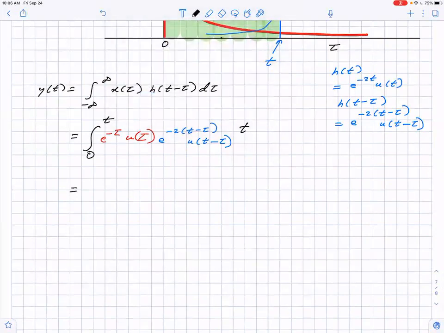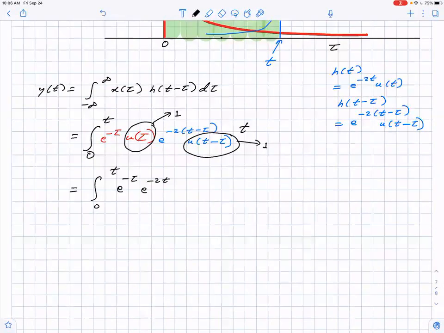So in the range that we are considering, u of tau and u of t minus tau are always 1. So this is going to be 1. This is going to be 1. So we have e to the negative tau, and then we have e to the negative 2t. We are splitting the second exponential, and d tau. So I forgot d tau over here.